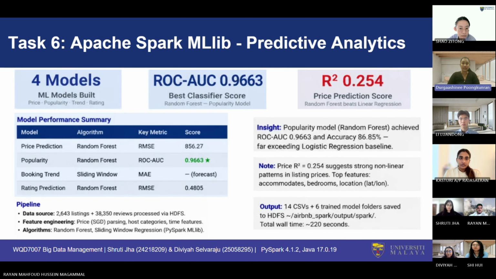Moving on to the next task, which is task 6, we utilized PySpark's MLlib to build an end-to-end predictive pipeline. We processed 2,643 listings and over 38,000 reviews from HDFS, performing feature engineering and executing 4 predictive models in just 220 seconds. As shown on the slide, random forest was our standout algorithm.